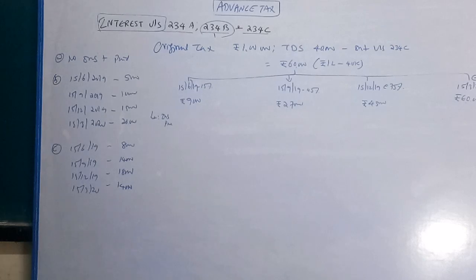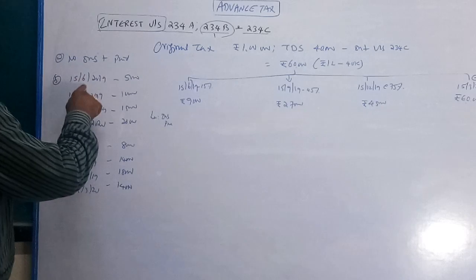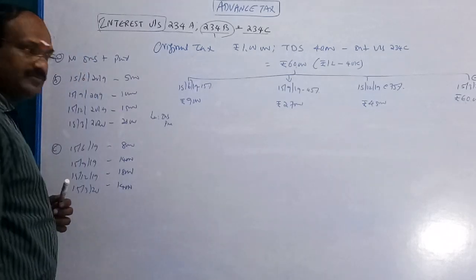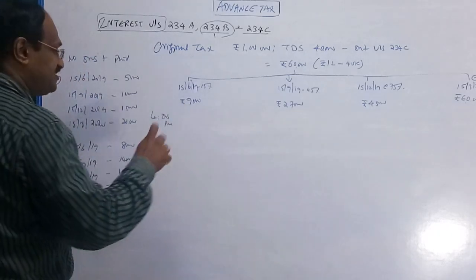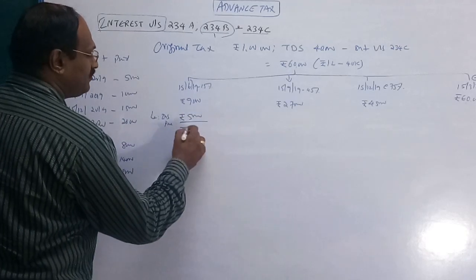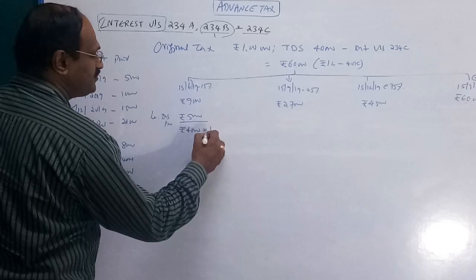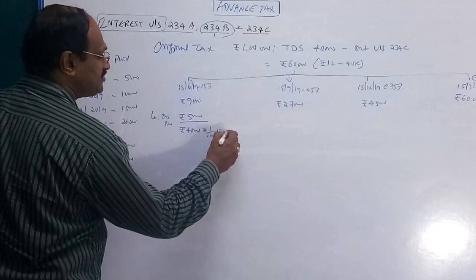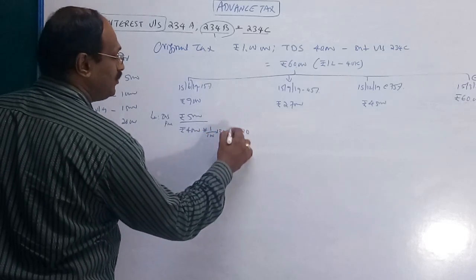Next case, second case. On 15th June he paid 5,000 rupees, but the actual due is 9,000. How much did he fail to pay? 9,000 minus 5,000, so 4,000 rupees due. So 4,000 into 1% into 3 months is 120.